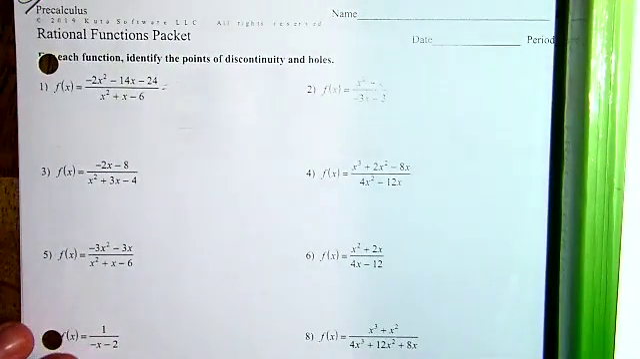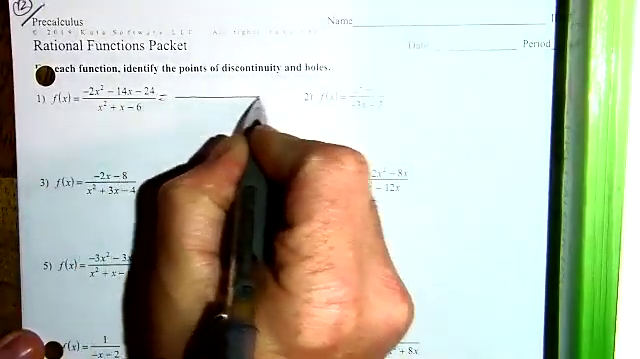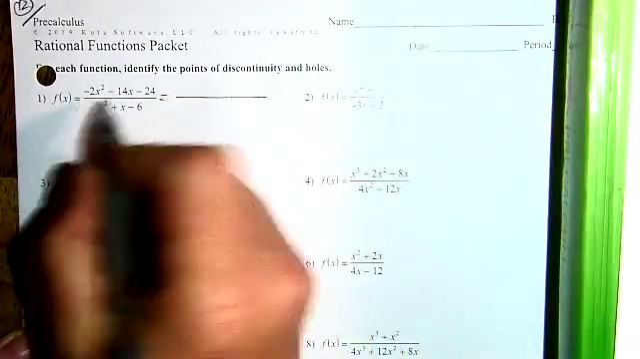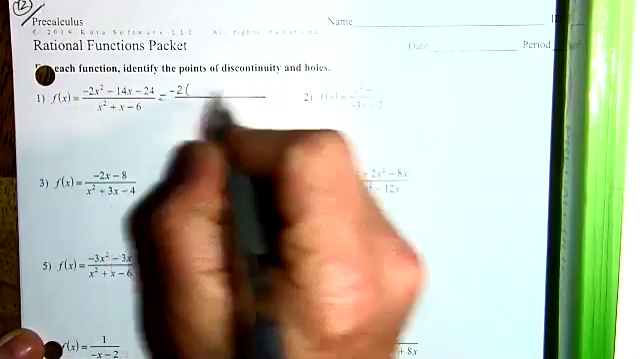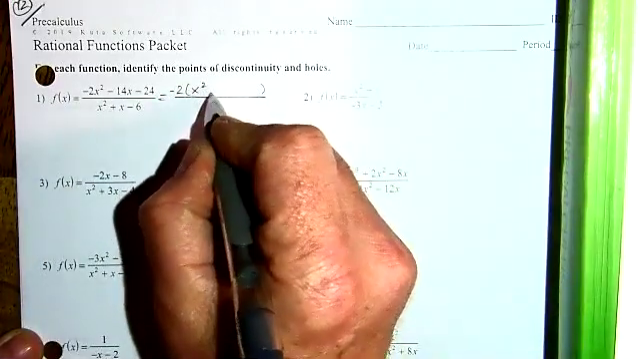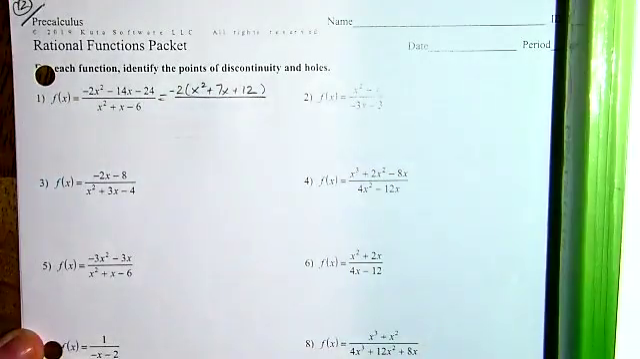So we're looking at problem number 1 on this worksheet. The first thing we're going to do is rewrite this because we're going to try some factoring. The numerator, the -2 is our greatest common factor, so we're going to factor that out of each term, or that is divide it out of each term. We would get x squared plus 7x plus 12.